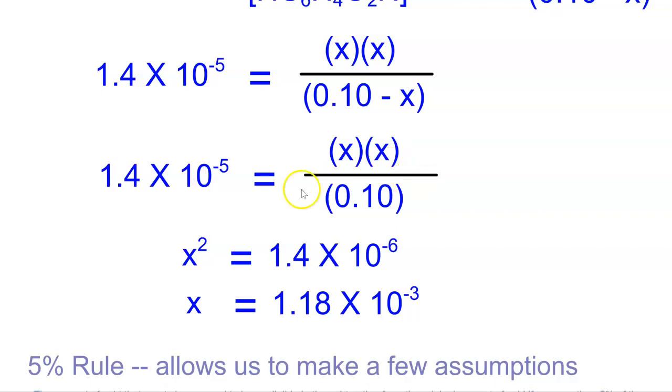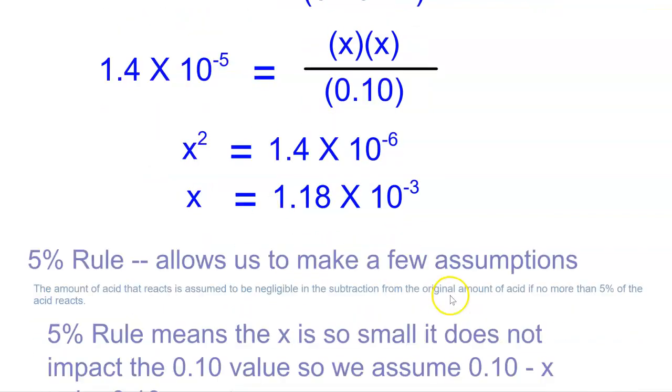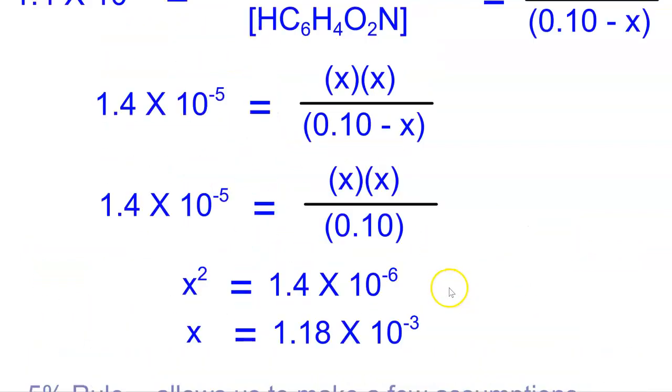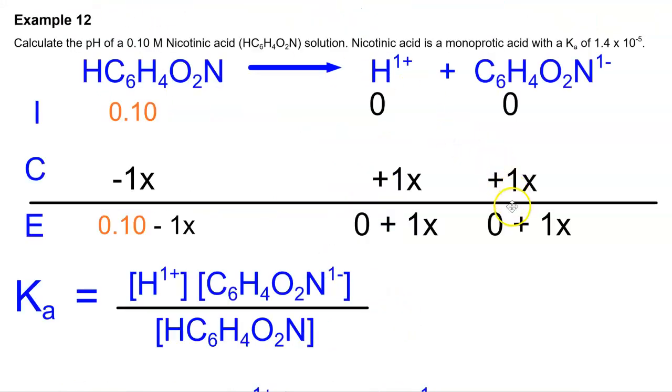So I'm going to solve this for X by multiplying both sides. Put this over 1 if that helps you. Cross multiply. I get X squared equals 0.14 times 10 to the negative 6. I take the square root of both sides and I get 1.18 times 10 to the negative third. So that's still the 5% rule definition down there. Now we can use this X and go forward with this in the next step. Let me show you what we're going to do next.